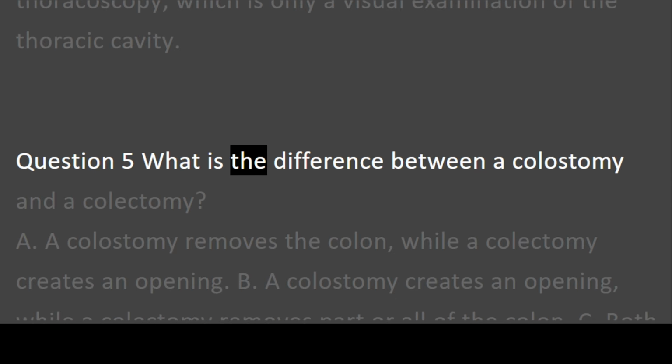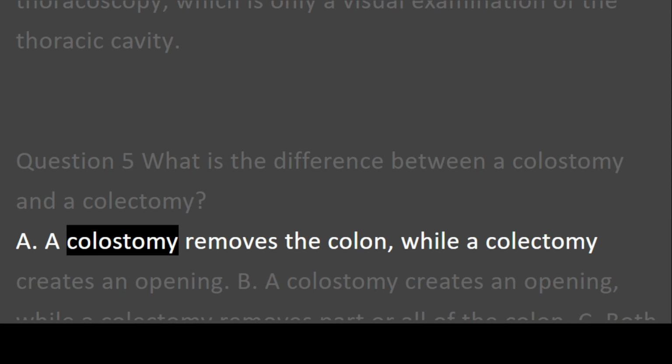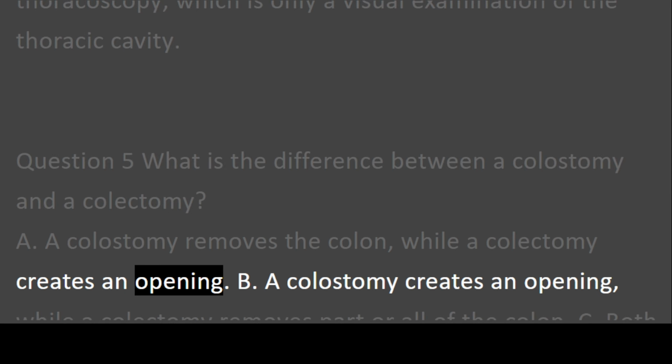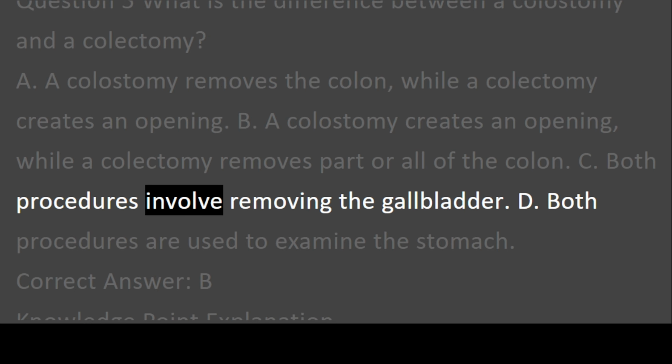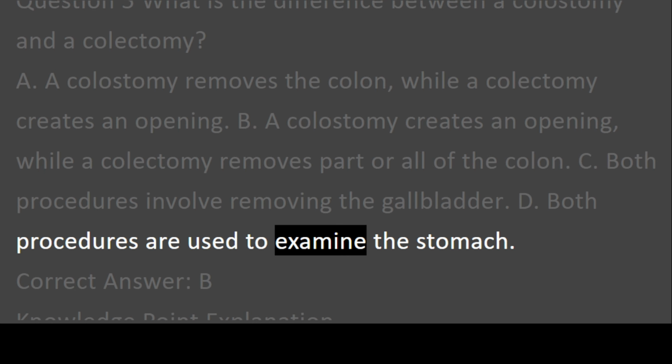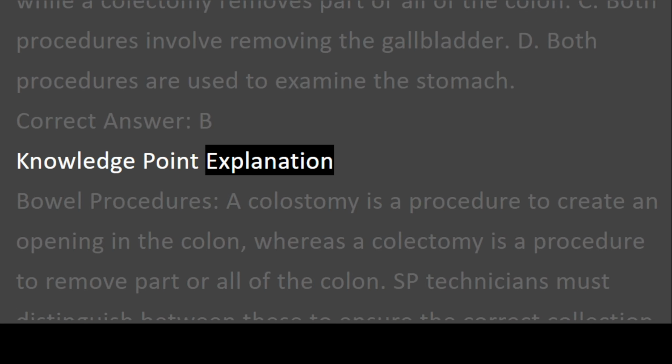Question 5. What is the difference between a colostomy and a colectomy? A. A colostomy removes the colon, while a colectomy creates an opening. B. A colostomy creates an opening, while a colectomy removes part or all of the colon. C. Both procedures involve removing the gallbladder. D. Both procedures are used to examine the stomach. Correct answer, B. Knowledge point explanation.